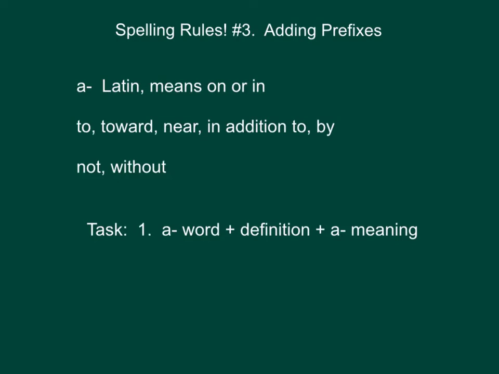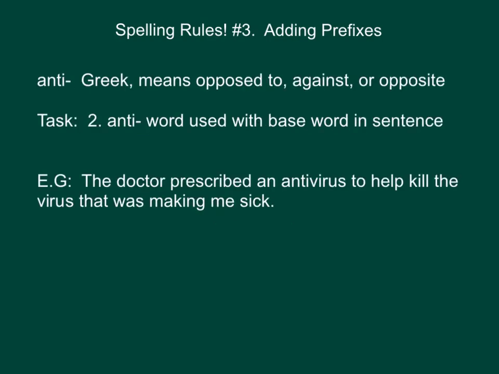So just add this part into your notes. On your activities page, for number 1 for spelling rules, number 3 adding prefixes, come up with your own a word. Not that a word. It's where you're adding a prefix a. Define the word and then explain what the a prefix meaning is. Is it on, in, to, toward? See what I'm saying? Really simple. Come up with the word, define it, write that down. That's number 1.